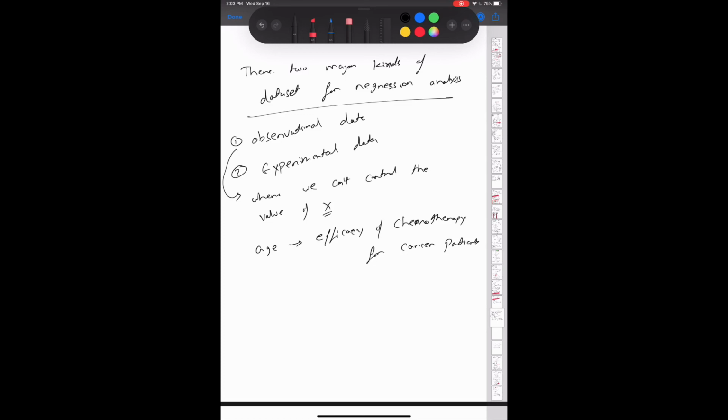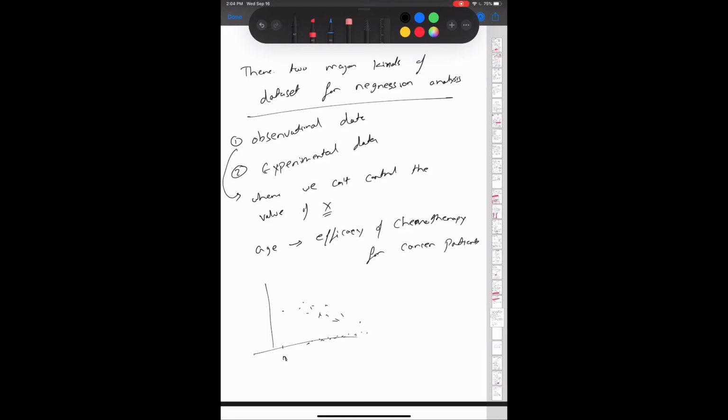Suppose you are talking about the efficacy of chemotherapy versus age, and you collect a large data set of people who are all between ages 40 and 80, and then there is one patient who is 18. If you study the chemotherapy, you see that as the age increases, the efficacy of chemotherapy goes down overall. But for this 18-year-old, the chemotherapy was not very effective.